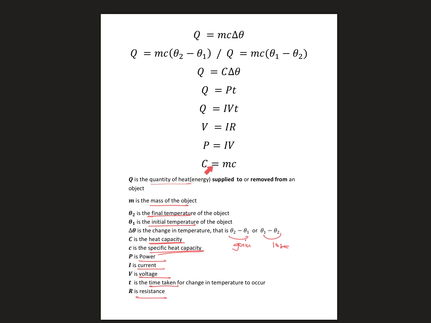We have the final formula here that the heat capacity is equal to the mass times the specific heat capacity. So the two formulae that you should not confuse or should not forget are this and this, okay, where heat capacity is involved. For this one, quantity of heat is equal to the heat capacity times the change in temperature. For this one, the heat capacity is equal to mass times the specific heat capacity. Okay, the other formulae, they are easy to remember.